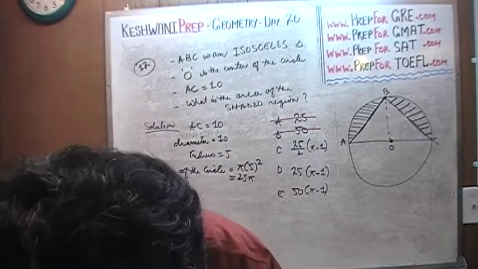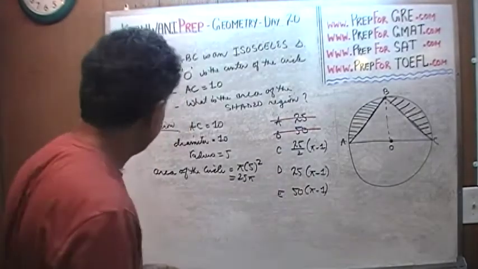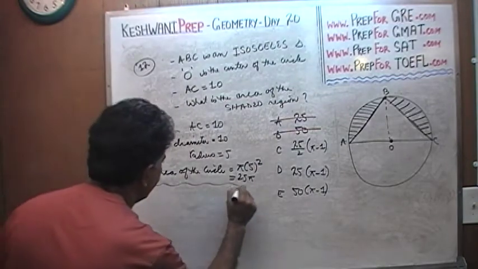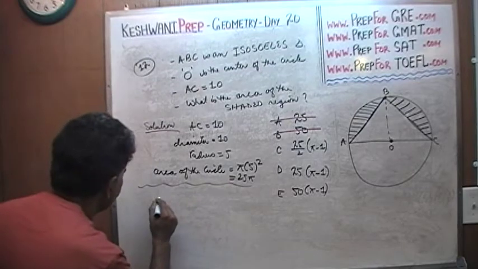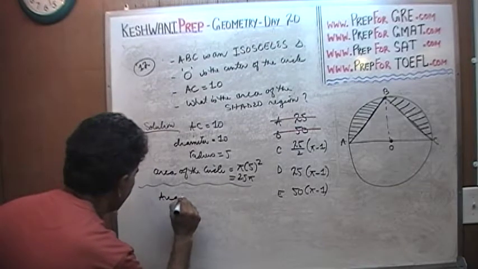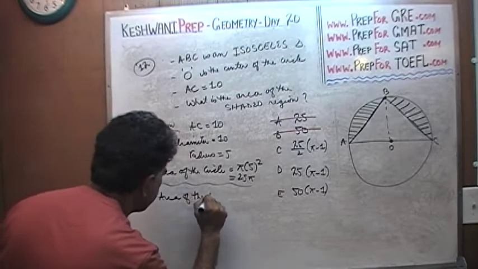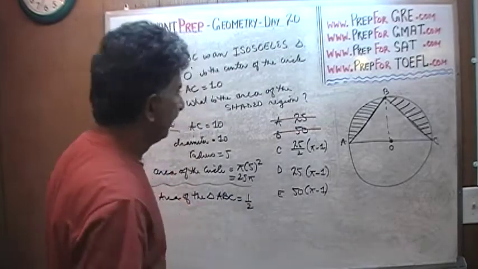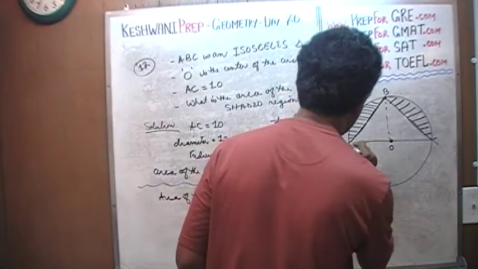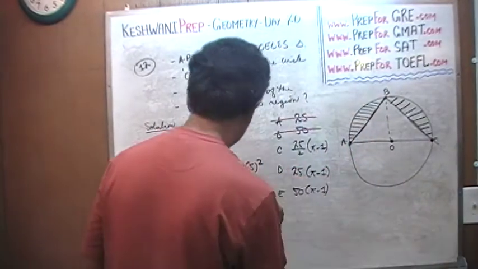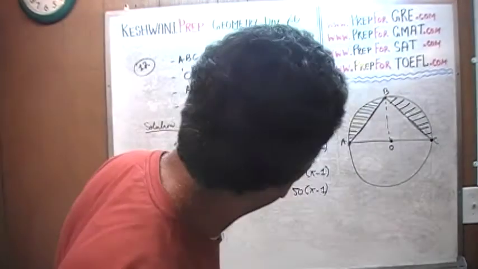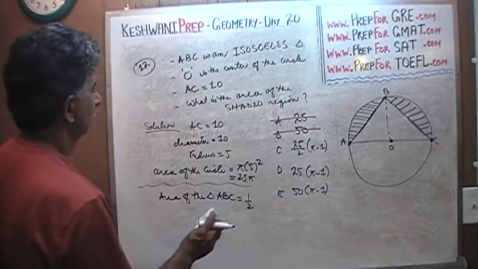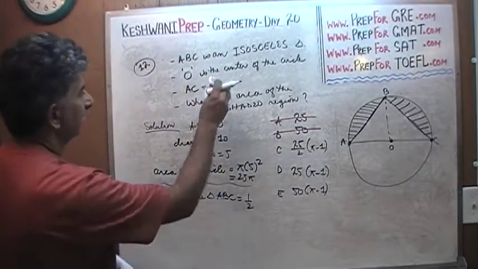Let's try to figure out the area of the triangle ABC. Let's continue here. Area of the triangle ABC equals 1/2 base times height. The base is A to C, which is 10. I need the room, so I need to erase some of this here.